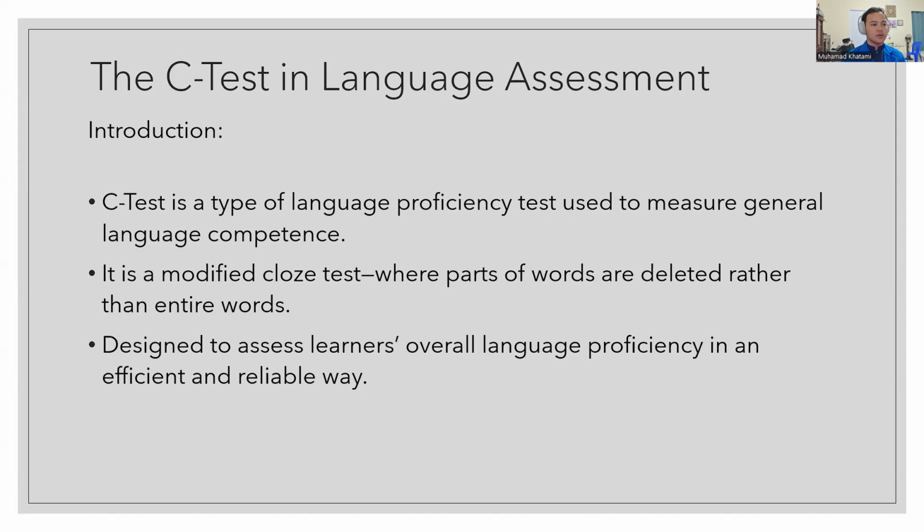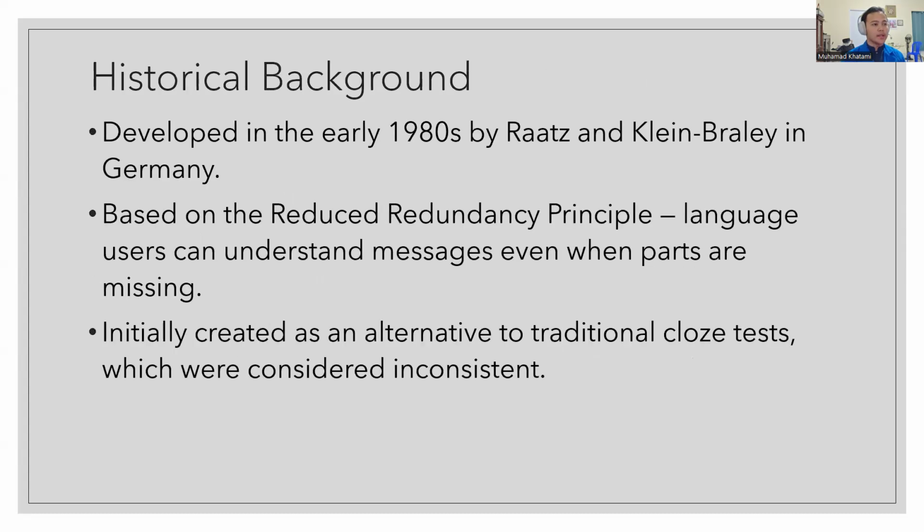So, what is a C-test? A C-test is a type of language proficiency test that is used to measure general language competence. It is a modified cloze test where parts of words are deleted rather than entire words. It is designed to assess learners' overall language proficiency in an efficient and reliable way.